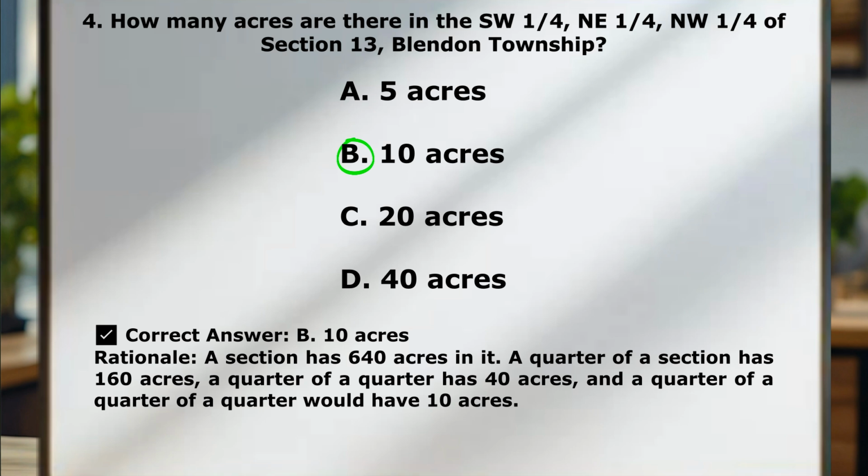So I'm going to break this down for you here. A section has 640 acres in it. And so a quarter of a section has 160 acres. A quarter of a quarter has 40 acres, and a quarter of a quarter of a quarter would be 10 acres. I recently passed my broker exam, and I actually had a few questions similar to this, asking about metes and bounds and the different ways they break down land. So do spend a little bit of time on this and understand what the question is asking.